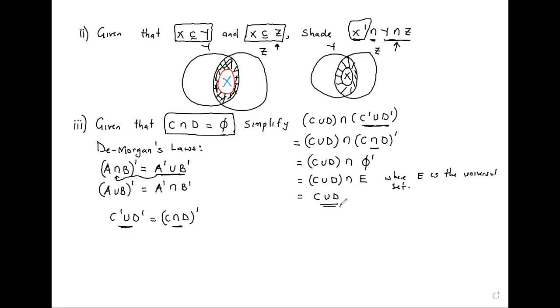Because we know that C union D is a subset of E, because E is the universal. Being the universal means that you hold everything that exists. So if it exists somewhere, then it is a subset of that thing, which is the universal.